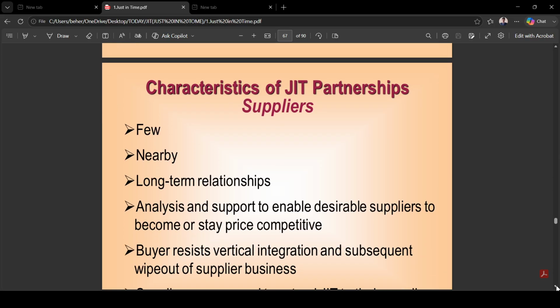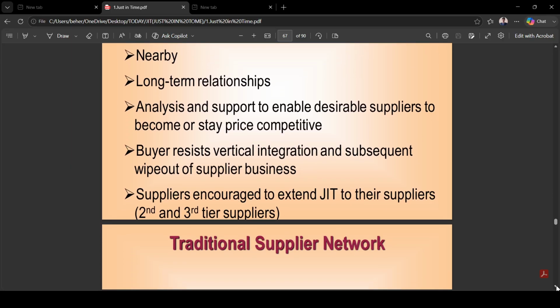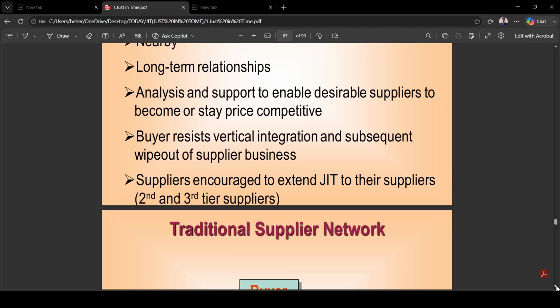Characteristics of a JIT partnership supplier: few nearby suppliers, long-term relationships, analysis and support to enable a desirable supplier to become or stay price competitive. The buyer resists vertical integration and prevents wiping out the supplier's business. Suppliers are encouraged to extend JIT to their own suppliers, the second or third tier.